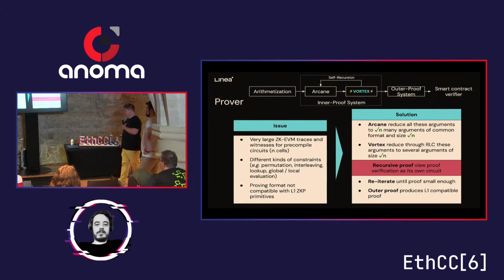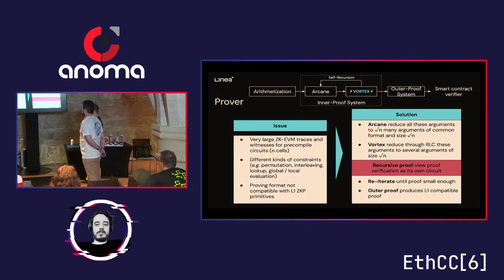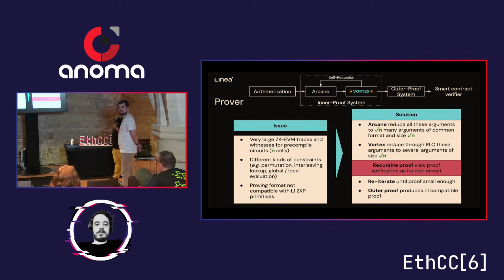There are issues though. When we run the zkEVM, we very quickly produce traces that are absolutely humongous in size. So the number of cells n will be on the order of billions. It's extremely large, and it will not fit into any L1 compatible proof, at least naively. Furthermore, what is given to the prover is a mixture of all kinds of different constraints. We have permutation arguments, we have evaluations, global evaluations, local evaluations, lookup-like arguments, range proofs, etc.